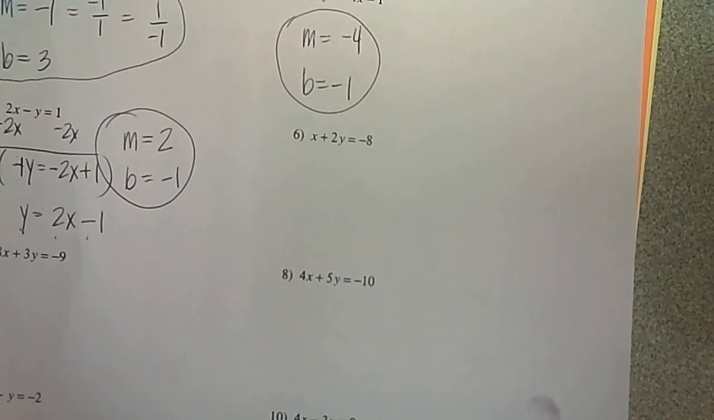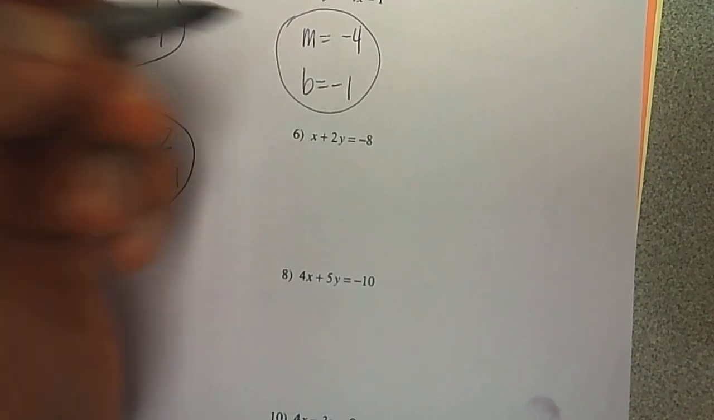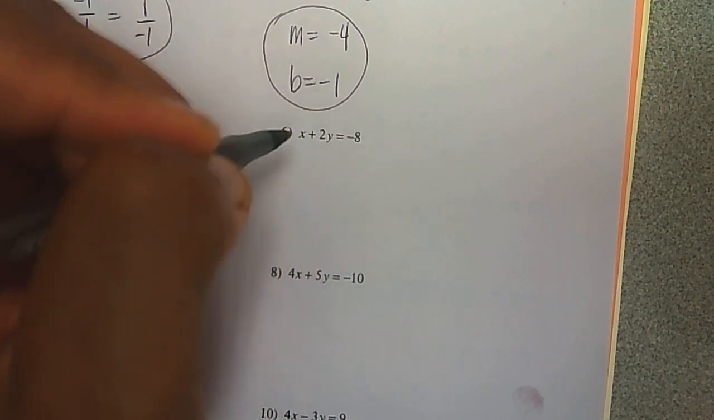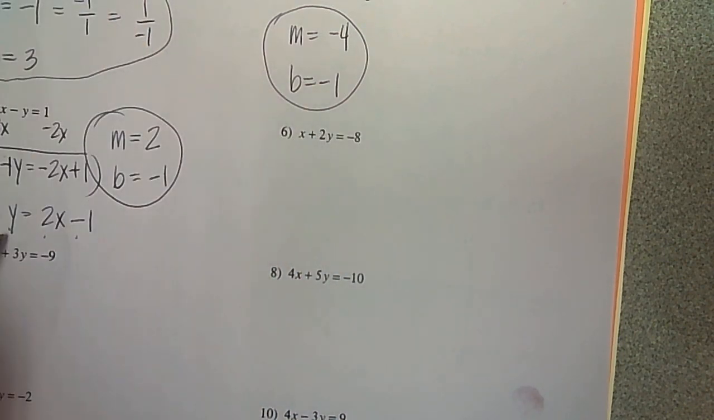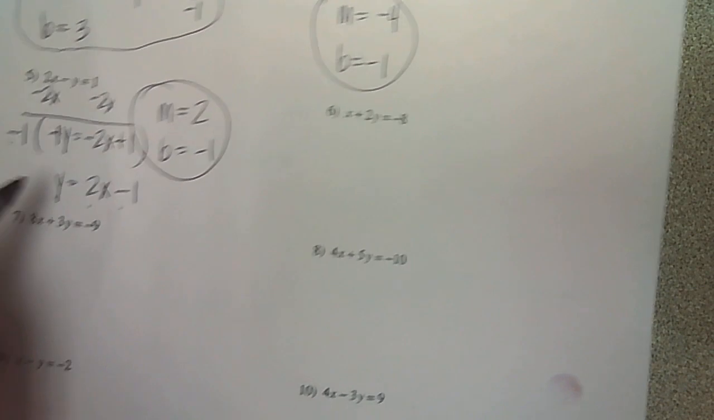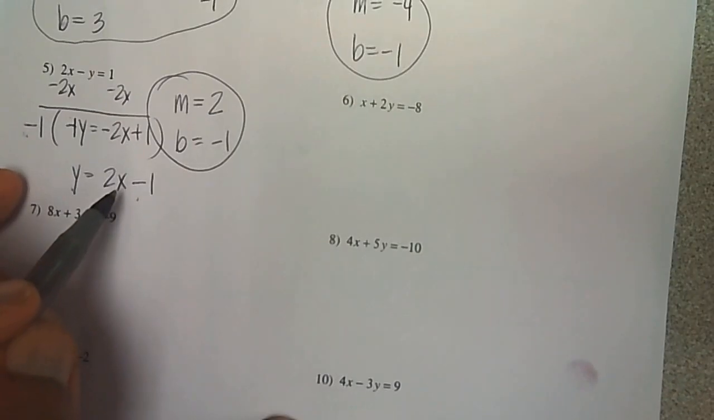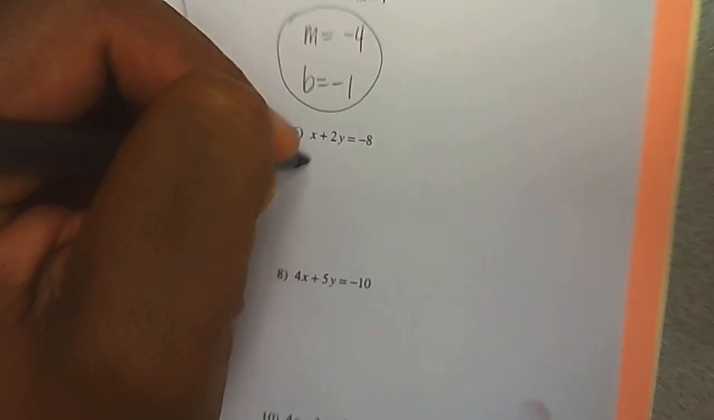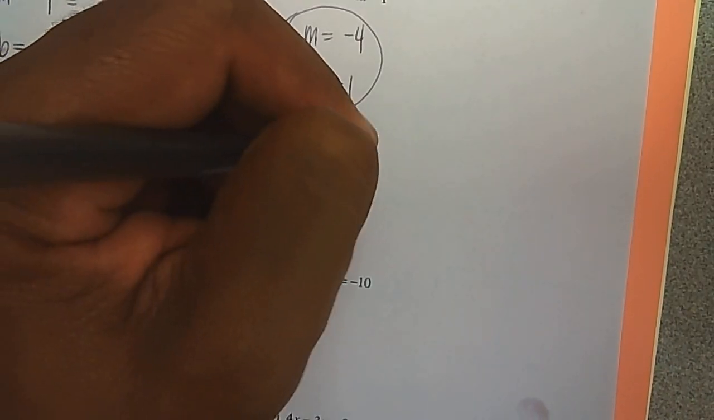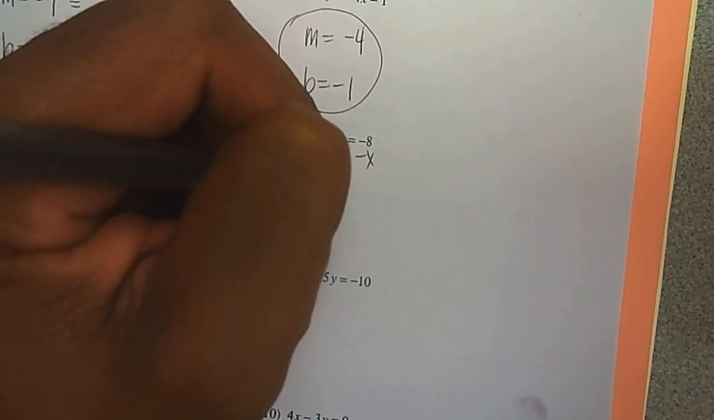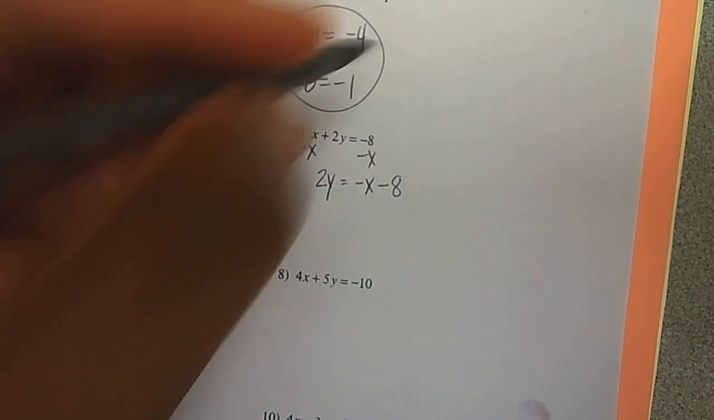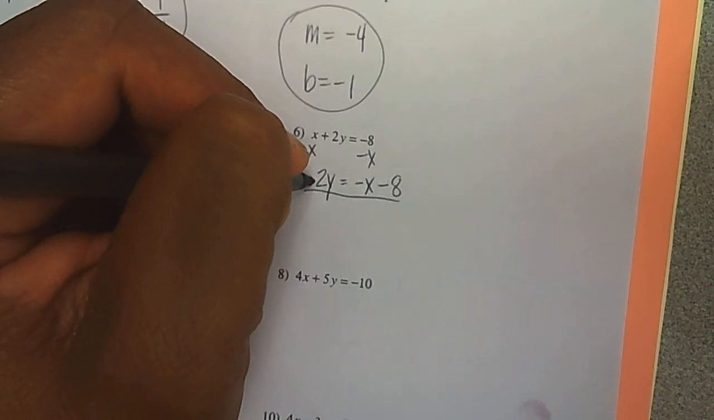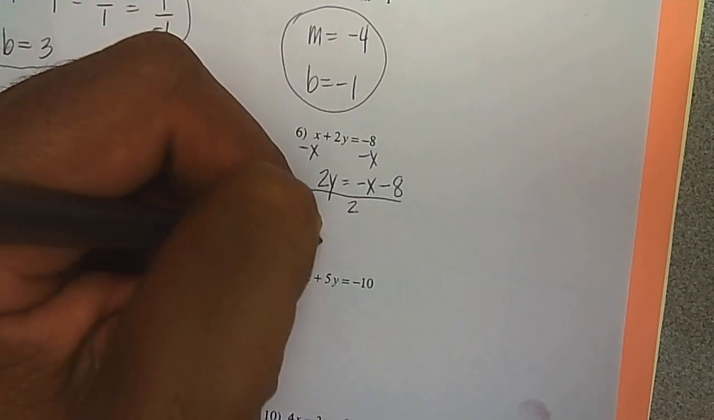Let's do it again. I always encourage you, pause before you see me work on it. So, like we said before, it's easiest to see when you solve for y. Remember, I didn't circle this because that's not my answer. But solving for y helps me get my answer. So, get rid of the x on both sides. 2y equals -x and -8. To get rid of that 2, divide everything by 2.